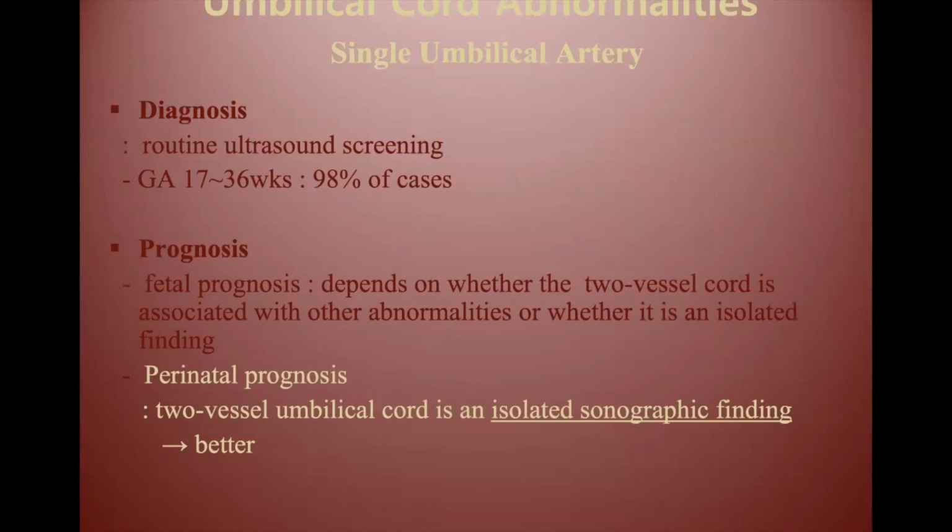The most frequent anomalies described are cardiovascular and genitourinary anomalies. A single artery has also been associated with fetal growth restriction in some, but not in all studies.